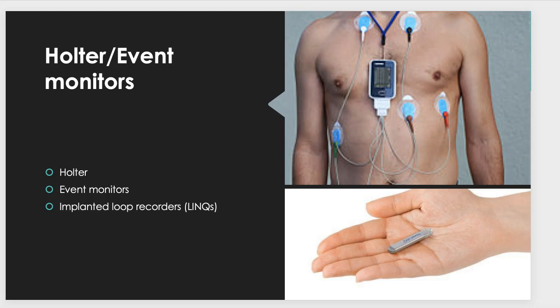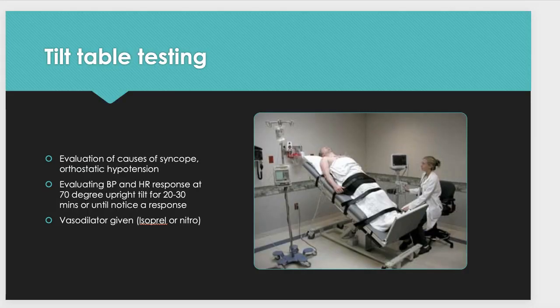And then we also have implantable loop recorders, or they're called Links. These are small devices the size of a matchstick that can be actually implanted under the skin in the left chest wall. And they give us EKG tracings for up to 3 years.